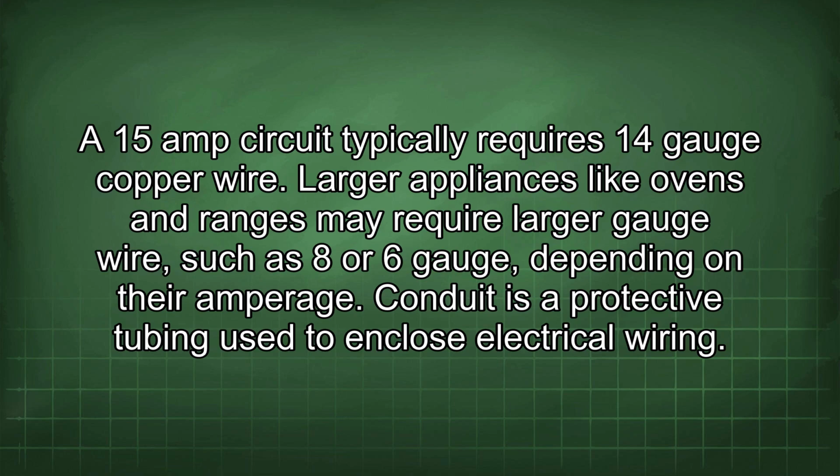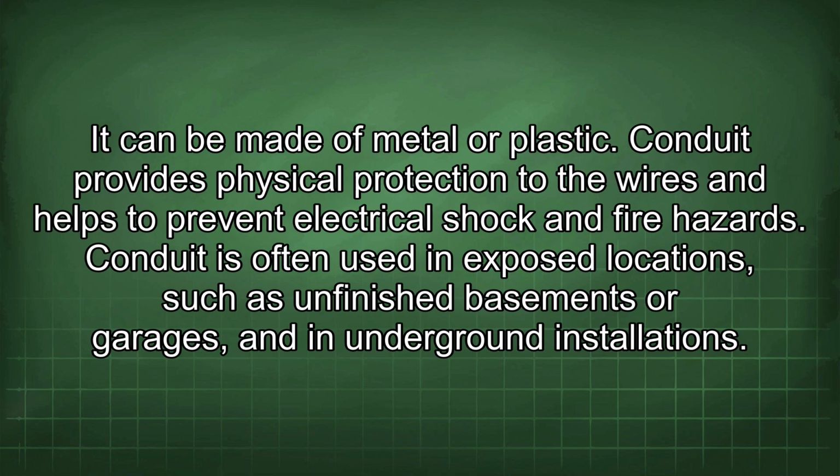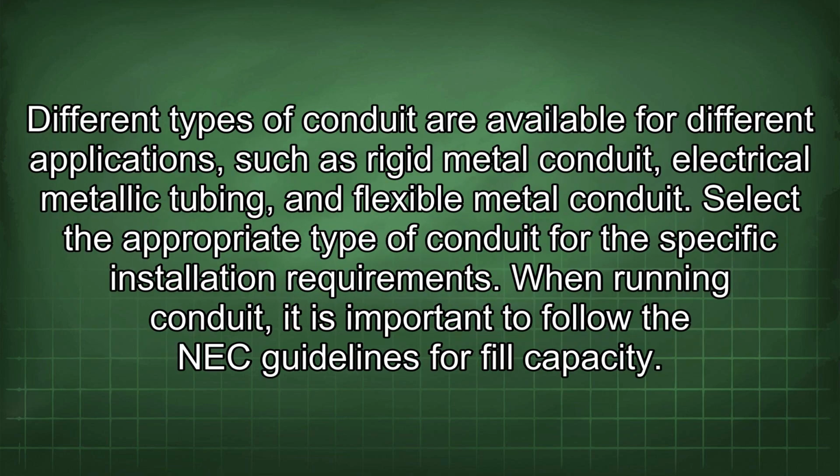Conduit is a protective tubing used to enclose electrical wiring. It can be made of metal or plastic. Conduit provides physical protection to the wires and helps to prevent electrical shock and fire hazards. Conduit is often used in exposed locations such as unfinished basements or garages and in underground installations. Different types of conduit are available for different applications, such as rigid metal conduit, electrical metallic tubing, and flexible metal conduit. Select the appropriate type of conduit for the specific installation requirements.